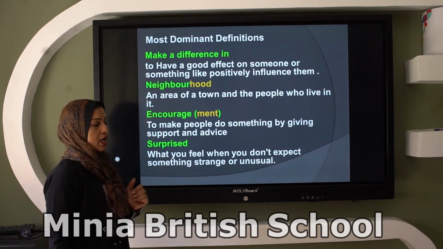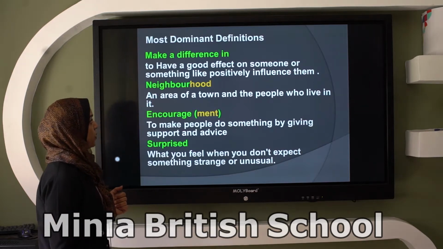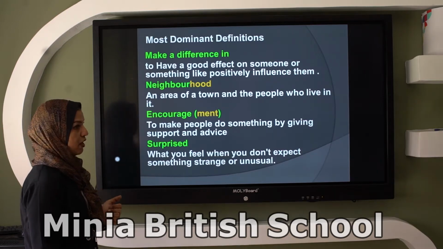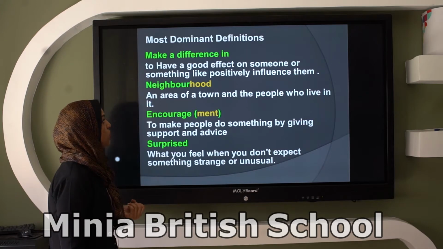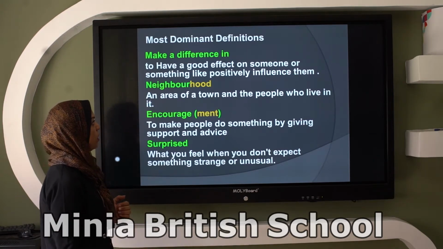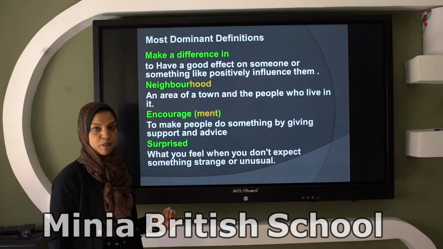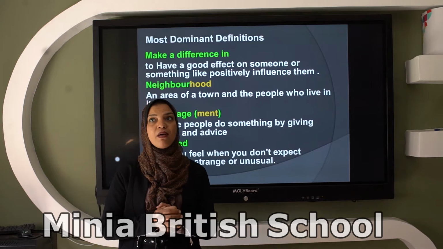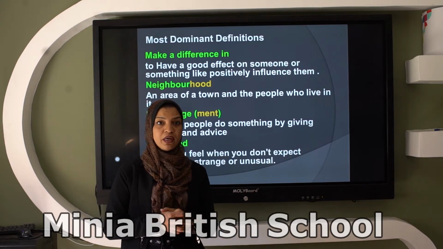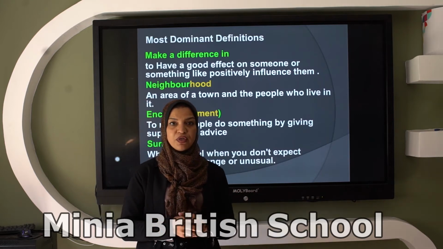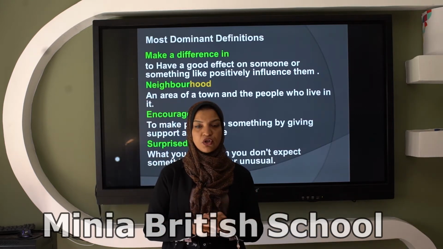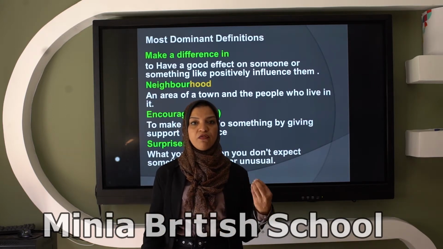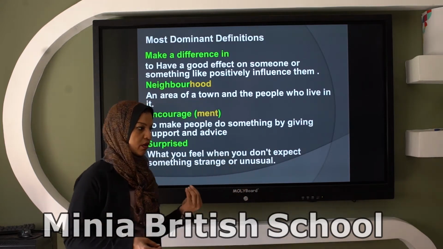The first is an expression, make a difference in, with that preposition. It means to have a good effect or impact or influence on someone or something or even a group of people, like positively influence them. So if you say that Magdi Yaqub's work made a great difference in the healthcare field in Egypt, it means that his work concerning healthcare affected the healthcare field in a good way.